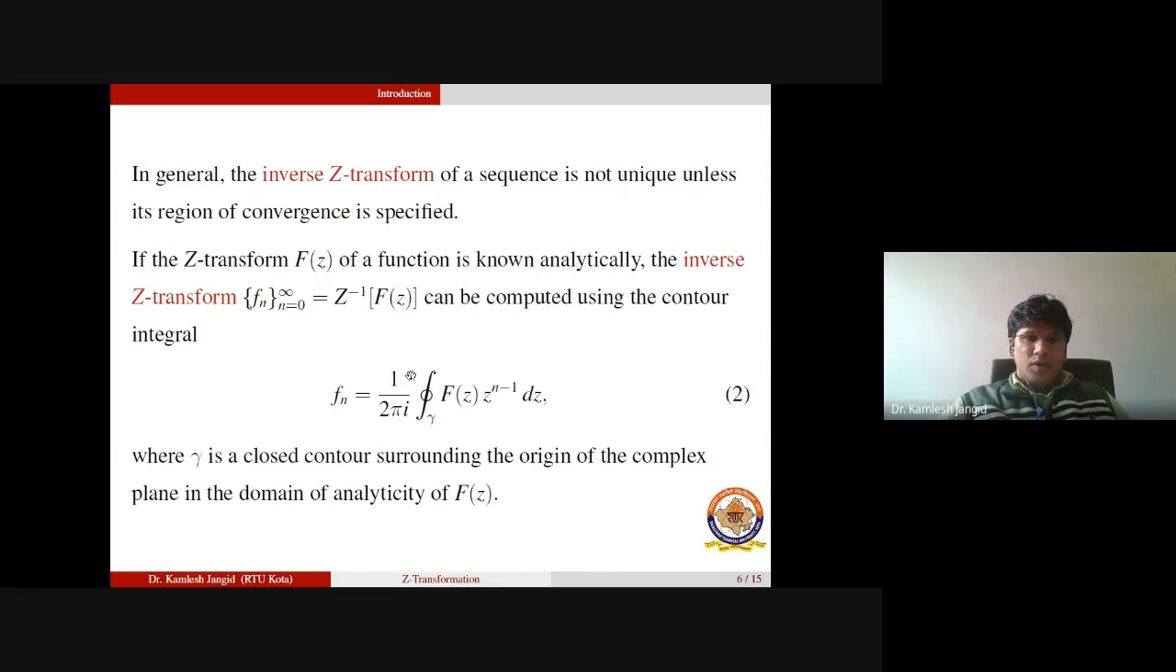Fn equals 1 upon 2 pi i times the contour integral of F(z) z to the power n minus 1 dz. This is our contour integration. For the detailed study, you may go through any complex analysis book for the contour integration, where gamma is a closed contour surrounding the origin of the complex plane in the domain of analyticity of capital F(z).